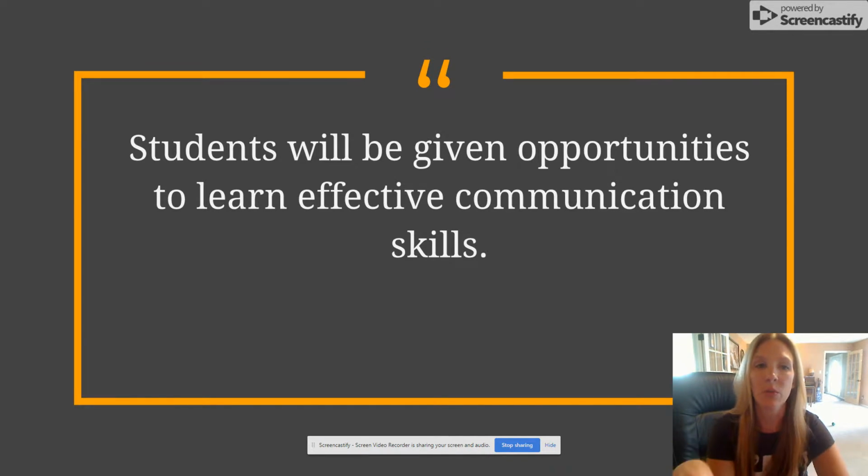And then with this one, you need to get more specific as well. Effective communication skills are lots of different things. So what are those things? Are you talking about speaking? Are you talking about writing? What communication skills are you referring to? So we need to change the verb, but we need to get more specific here on the communication skills part.